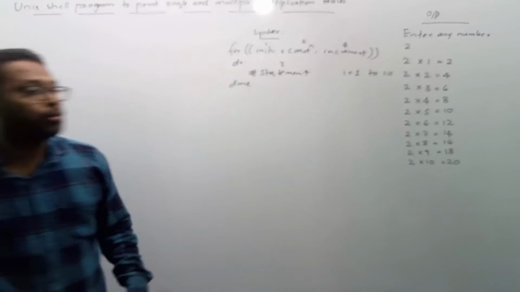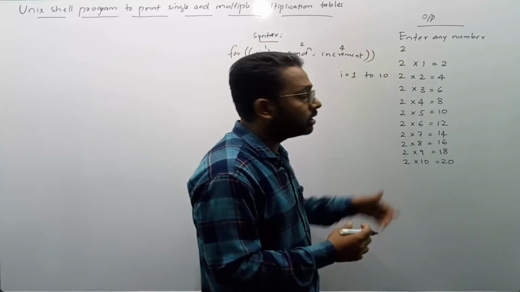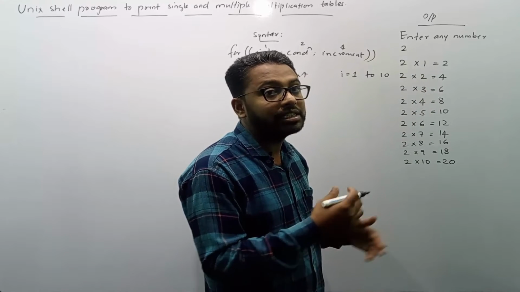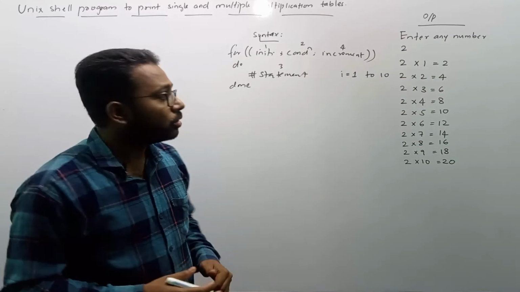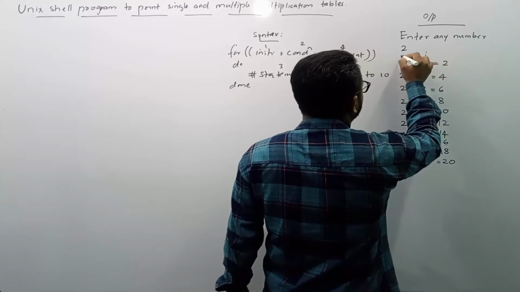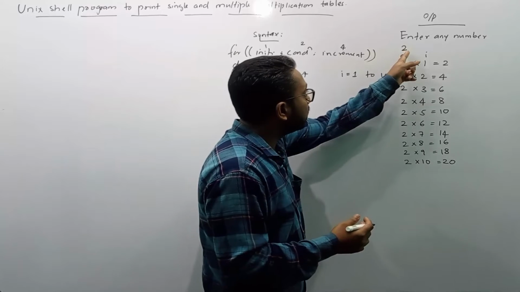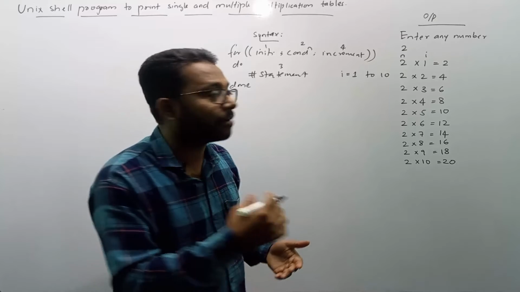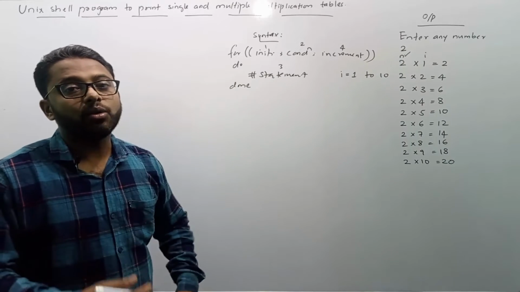If you closely look at the output, this value is fixed, which the user will enter, which is 2. But this value is getting updated every time with each step. Initially it will be 1, then 2, then 3, and so on up to 10. That value will be our I value, and this value will be our N value. When the program gets executed, I will ask the user to enter this number 2. Then I need to store that number inside some variable in my program, so I have created this N variable. N will hold the value 2.